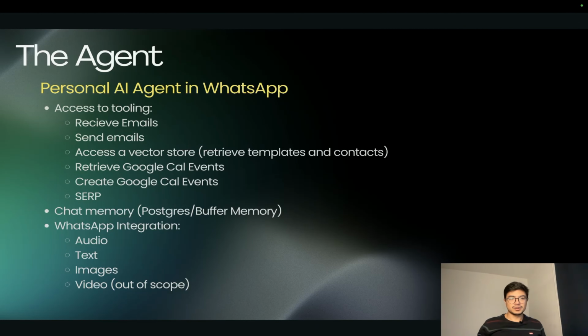And aside from the tooling, we're also going to explore chat memory and how that works in n8n. And finally, which is what most of you guys are here for, the WhatsApp integration. We're going to go through 3 types of modes through which we can send information from WhatsApp, as a user, through the API and to the agent. And that's going to be audio, text, and images. We're going to leave video out of the scope because we have to do some extra stuff that I could possibly explain in another video so that this video doesn't get too long.